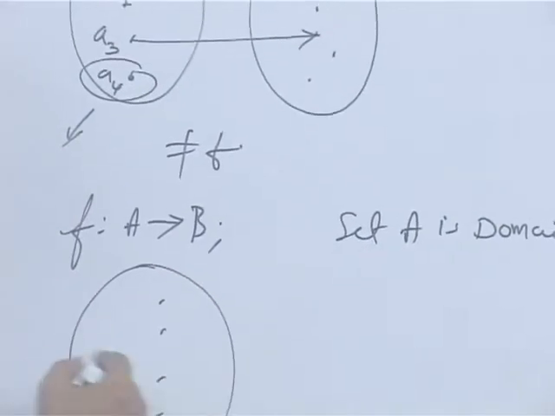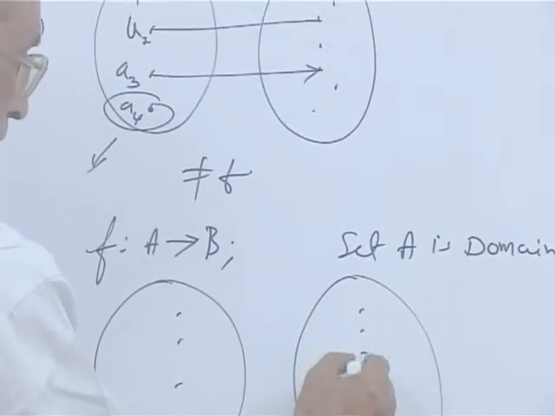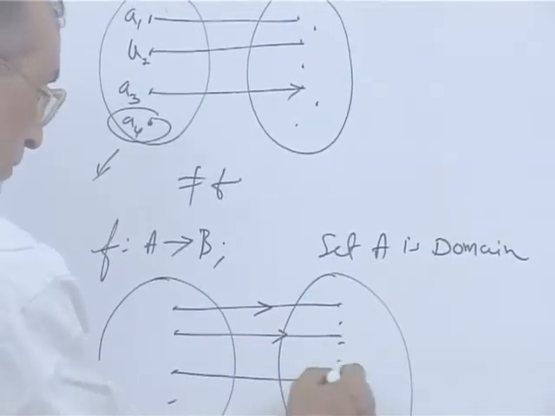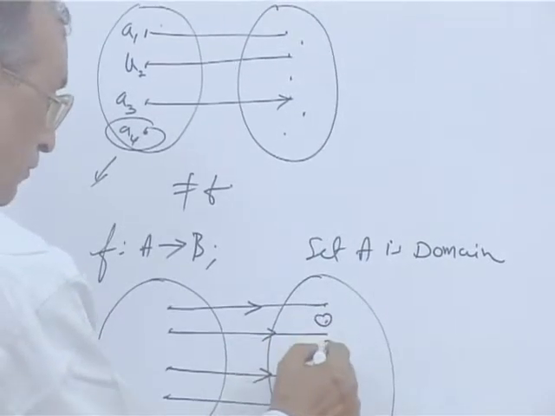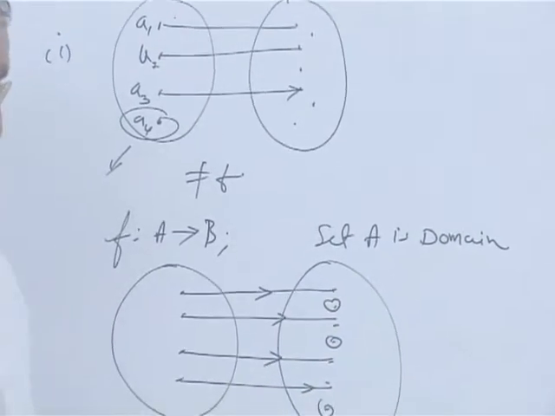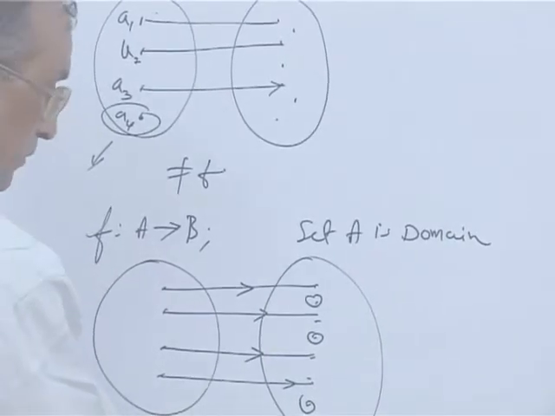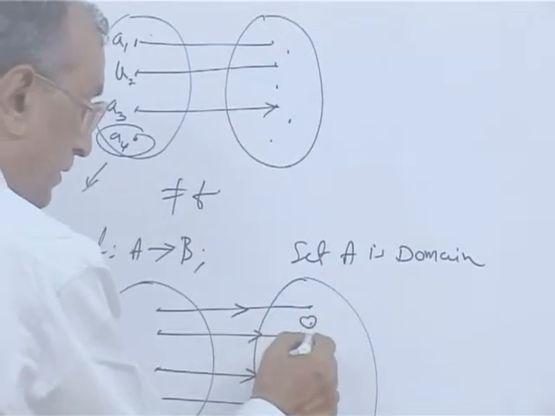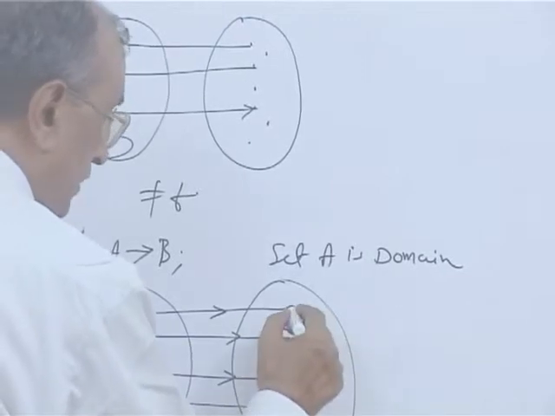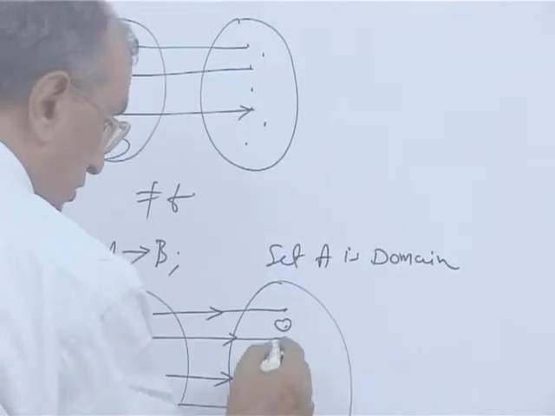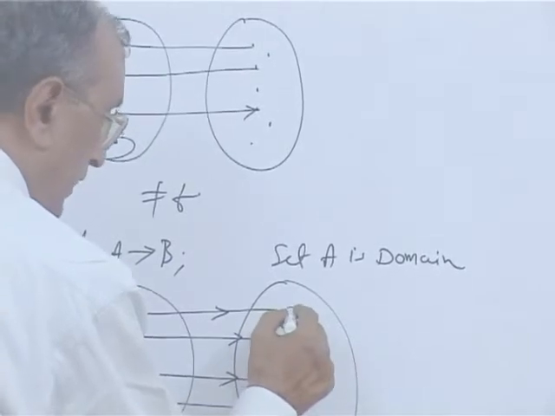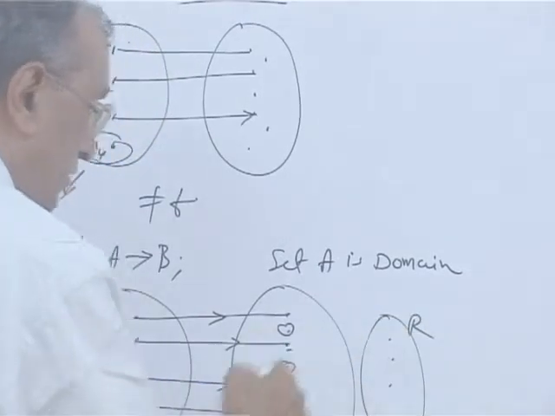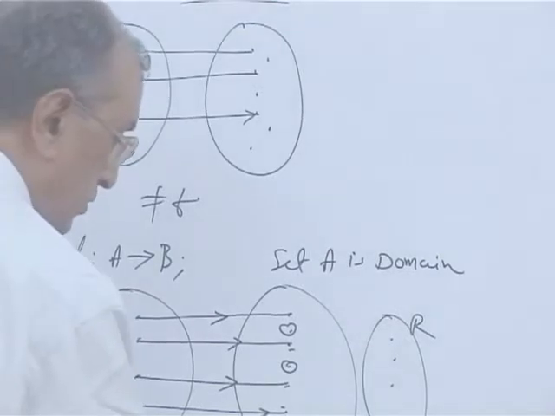You see this, there are 4 elements in A, there may be more elements in B. This element is mapped to this element, and so on. We are left out with these elements circled. Therefore, A is the domain, but the whole of B is not covered. Those elements which are covered by the mapping, if they are put into a single set, are called the range. I will rewrite these elements here and put them as the range. The balance elements are not covered in the range. The whole of B is called the codomain.